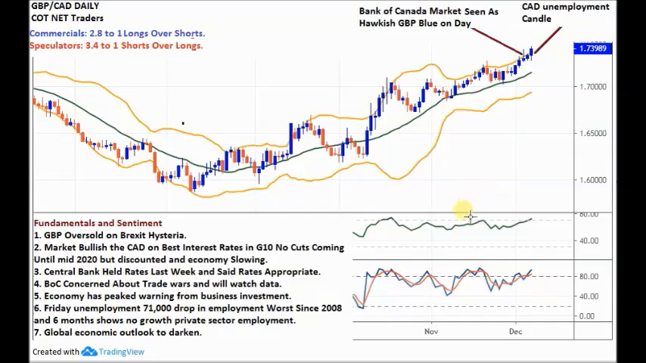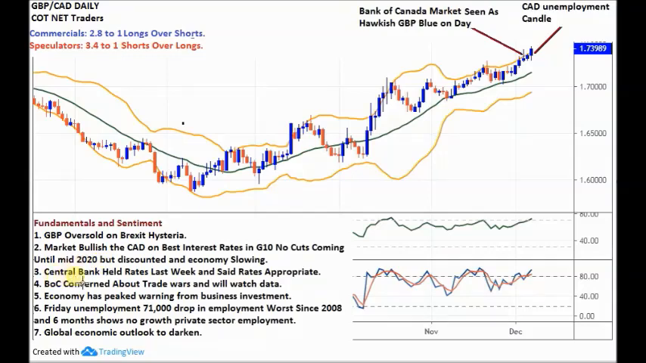Okay, let's have a look at why the market is so bullish of the CAD. Well, it has got the best interest rate earnings of a G10 currency, so that's a bullish fundamental. The market sees no rate cuts coming until mid-2020. But that's discounted, that bullish fundamental. The economy is slowing, and our call is for a rate cut before mid-2020. We think it could come in January, okay?